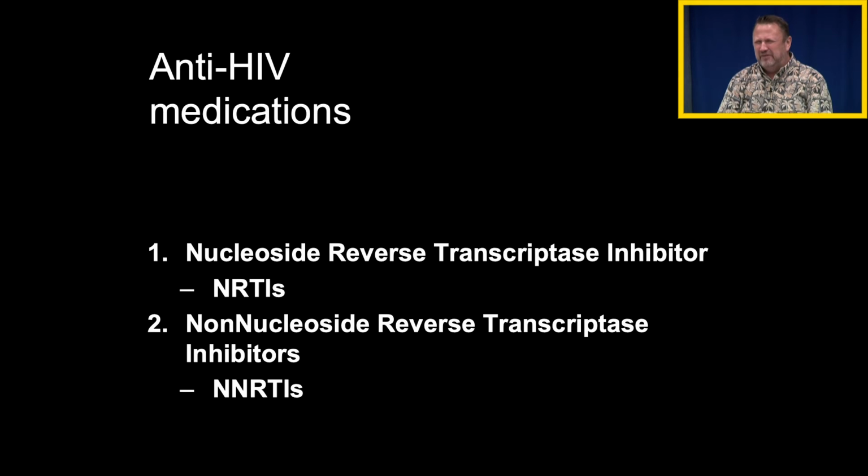They don't really interfere with reverse transcriptase. They just get incorporated and break the chain. Remdesivir, which is what we're using for COVID, is a type of nucleoside chain breaker. We'll see that strategy with other viruses as well. All right, so the NRTIs are the nucleoside analog reverse transcriptase inhibitors. You'll hear them called nukes. You'll hear them called chain breakers.